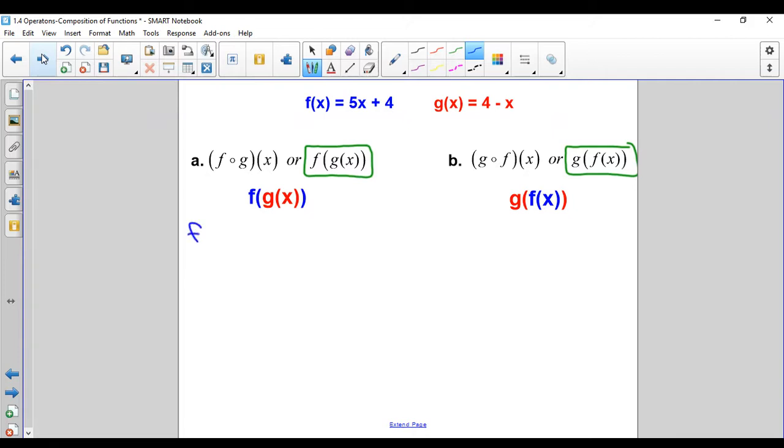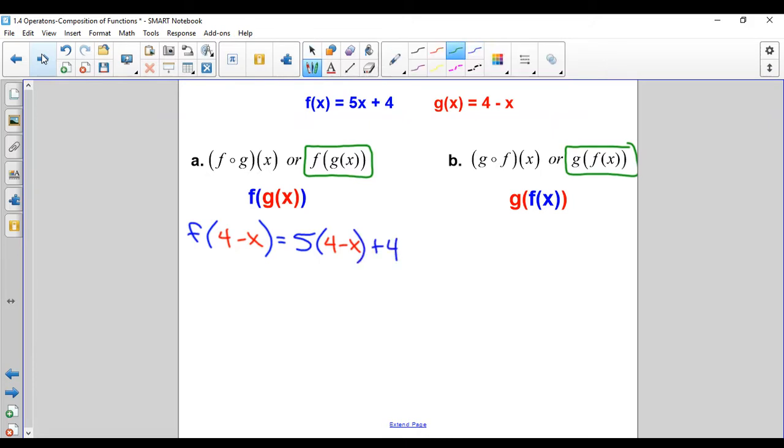So what that means is I'm going to take my g function, I'm going to replace that. So instead of saying f of g of x has a value, it's 4 minus x. We've had practice plugging this stuff into our functions. I'm going to take 4 minus x and plug it in for x in the f function. So I have 5 times 4 minus x instead of x plus 4.